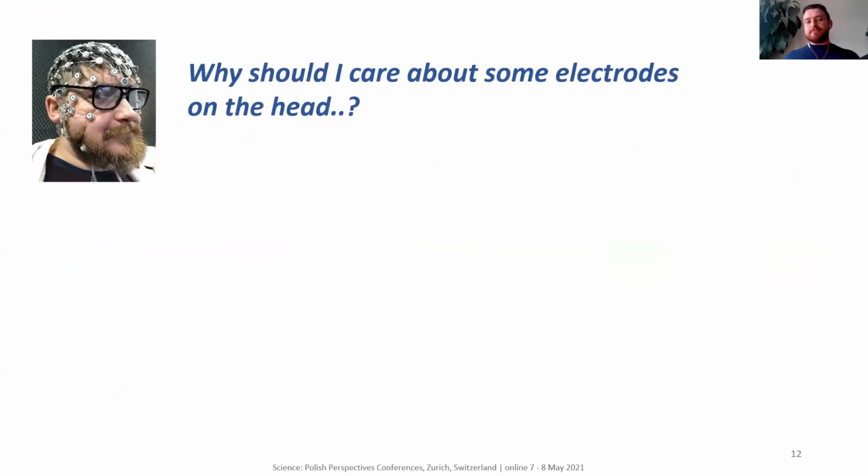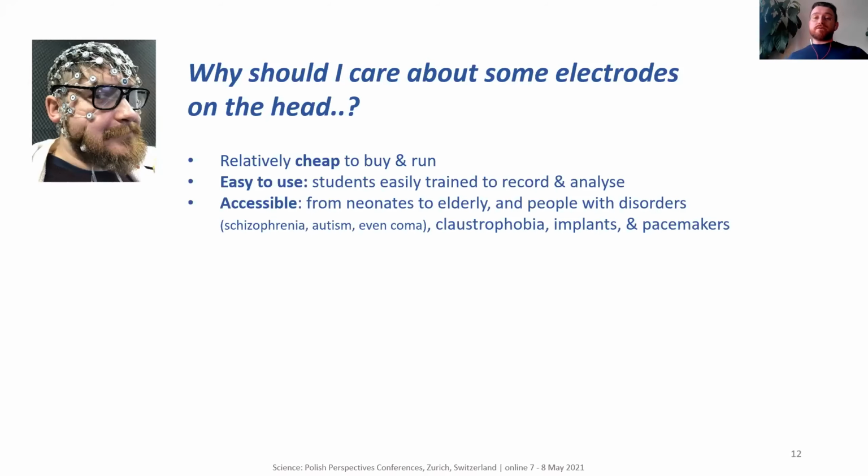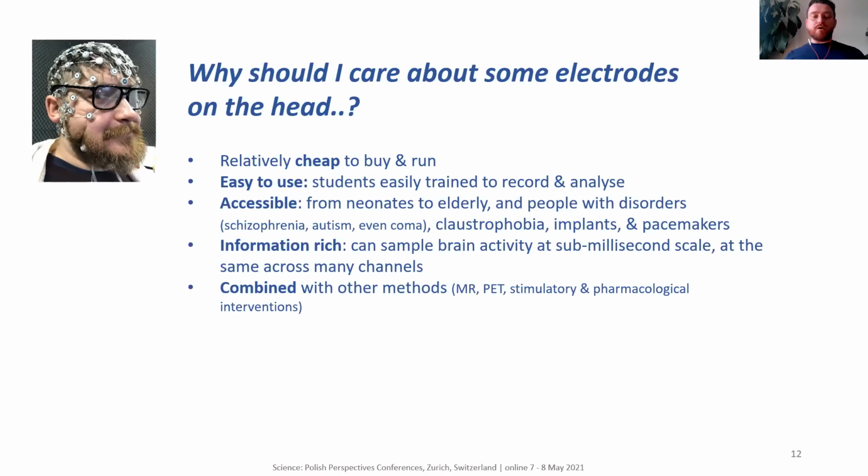And why should you care about some electrodes on the head? Well, EEG is relatively cheap to buy and run as a measure of brain activity. It's easy to use, so students can be easily trained to record and analyze the data. It's accessible, so we can use it on neonates, elderly, people with different disorders such as schizophrenia, autism, even coma, but also such conditions like claustrophobia, people with implants, and pacemakers. And finally, it's information rich, so EEG can record brain activity at sub-millisecond scale. It can do so across multiple channels on the head at the same time, and can be combined with other neuroimaging methods, also pharmacological methods and stimulatory methods.